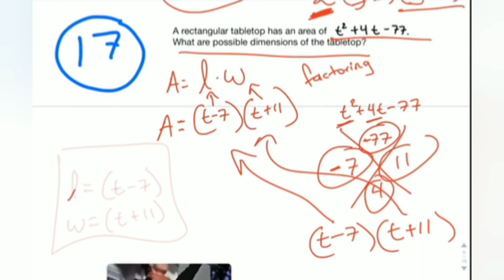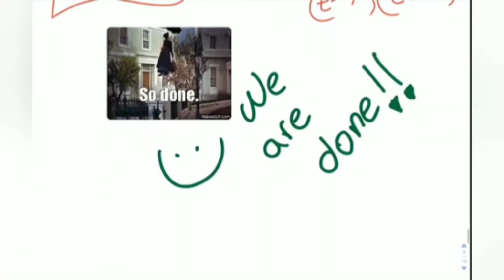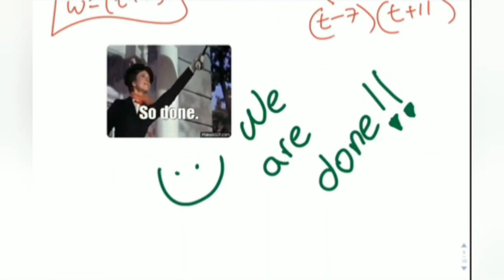So the answer is, let's write it with words so that they know. Length will be t minus 7, and our width is going to be t plus 11. This will be our answer, our dimensions. And we're done. Good job.